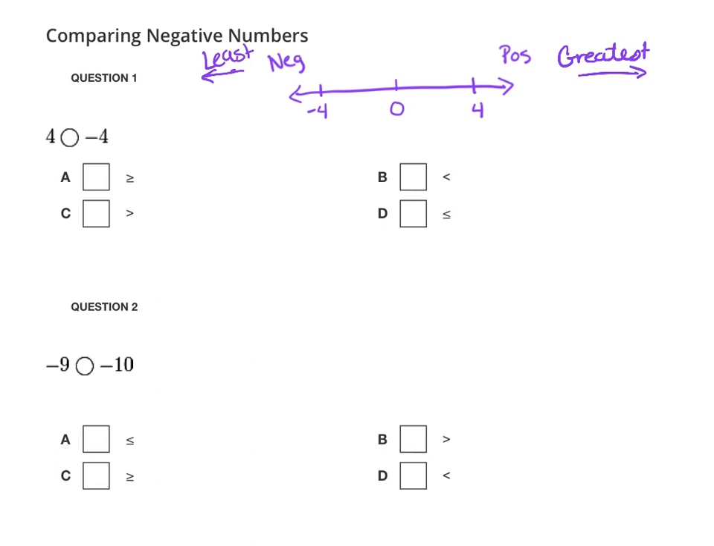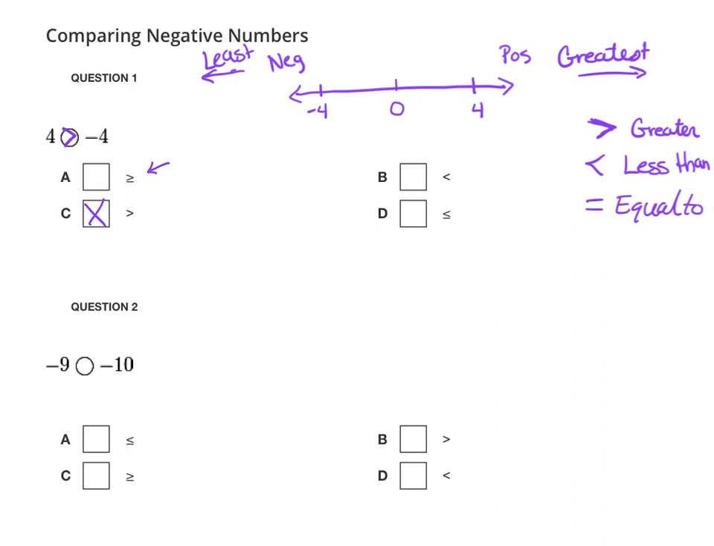So to show which one's greater, this symbol is greater. The less than points to the left, so this is less than. If it was equal to, you would say equal to. Okay, so 4 is greater than, so it points this way, to negative 4. So that would be C. Okay, these are if it's greater than or equal to.